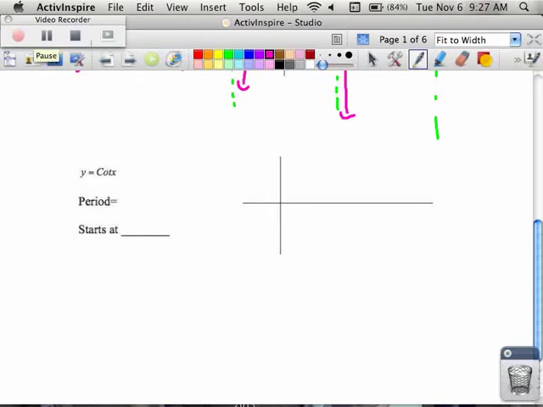The second graph that we're going to talk about is the cotangent. It looks very similar to the tangent graph. There are two main differences. The first main difference is that the cotangent graph, instead of going up to the right, goes down to the right. So it looks like this.